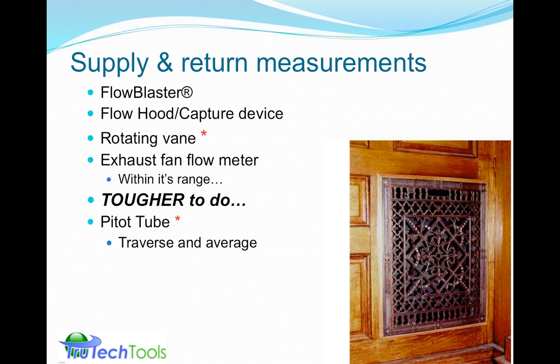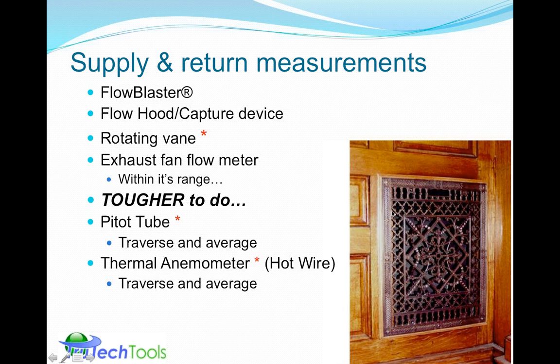But to measure across, say, this grill here, you'd have to traverse or take several points of measurement on a supply or return to be sure you're capturing all the intricacies and the variations in the airflow measurement, and then average all those together appropriately. That can be an awful lot of data and can take an awful lot of time. So it is tougher to do that way.